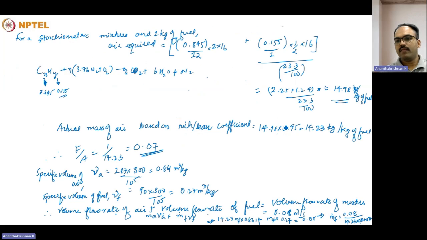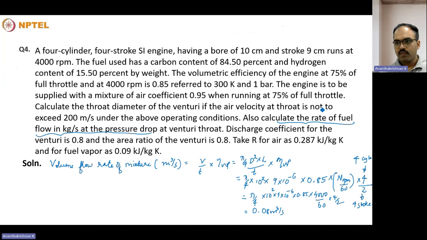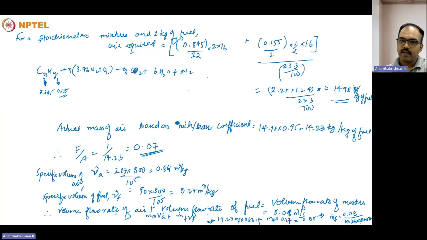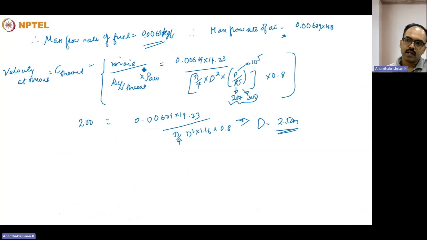So in this problem, we followed an algorithmic approach. First of all, we had to calculate the rate of the fuel flow. For that, we need to determine the actual flow rate of the mixture in terms of volume per second, volume flow rate, and then followed it by the stoichiometric air fuel ratio equation to get the air fuel ratio. From that, we can get the mass flow rate of the fuel, and using the air fuel ratio, we can calculate the mass flow rate of the air. From that, we can get the velocity at the throat using the discharge coefficient as well as the other parameters to get the diameter at the throat.